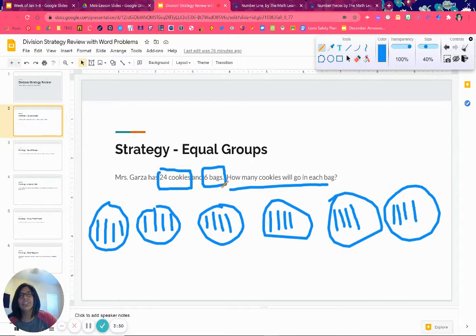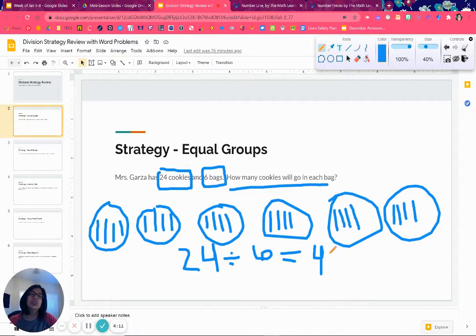All right, now let's see what it should have been. The equation should have been 24 divided by 6 equals 4. Your quotient is 4. So our dividend, your total, is 24, our divisor is 6, and our quotient is 4.